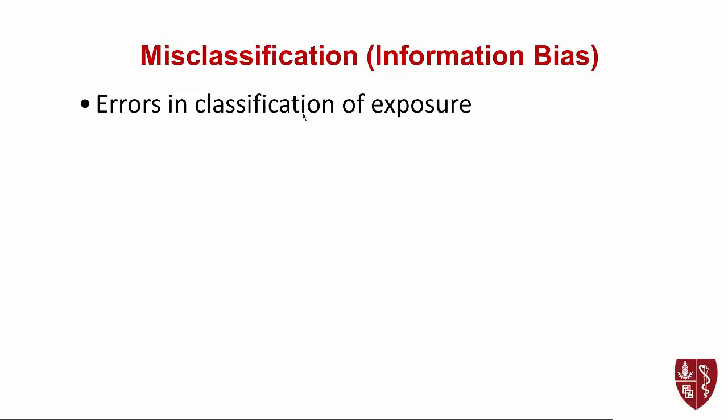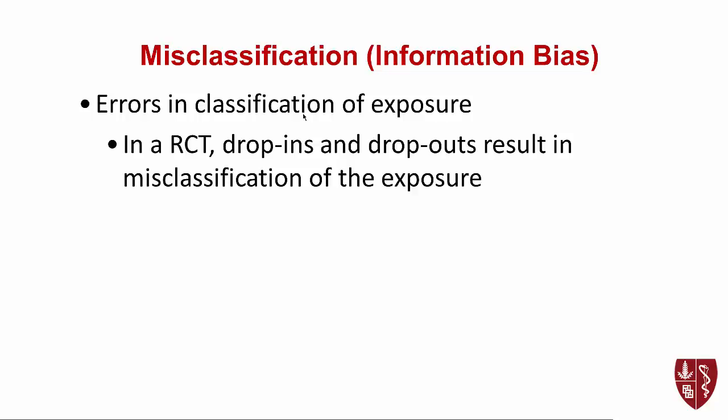So misclassification would occur if somebody who's on the treatment arm stops taking the treatment and is technically now part of the placebo group. But because we use intention to treat, we're going to keep them in that treatment arm. So as a result, in an RCT, drop-ins and drop-outs can result in misclassification of the exposure. So what's a drop-in? This is where someone from the placebo arm figures out they're on placebo, they want to stop that, and they want to start the treatment. So they drop into the treatment arm. Dropouts could be an example where someone is randomized to a treatment group and they don't like the side effects or they just don't want to take the medication, and so they stop it and they've technically dropped out.